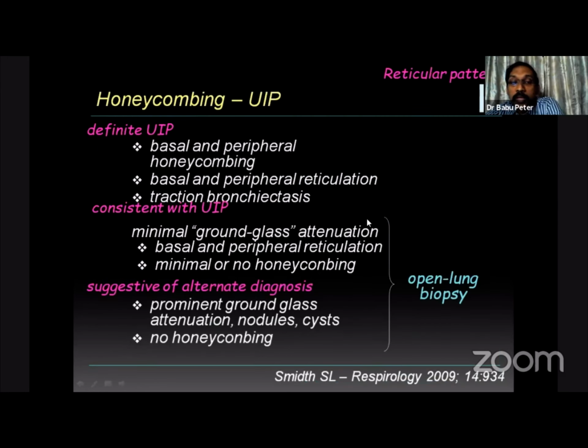So various criteria are there to say that this is a UIP pattern. To say a definite UIP pattern, we have to look at its basal and peripheral predominance, honeycombing, and there may be traction bronchiectasis. We report consistent with UIP pattern when there is minimal ground glassing, basal and peripheral reticulation with minimal or no honeycombing. An alternative diagnosis is suggested when there is only predominant ground glass or nodules or cysts with no honeycombing.